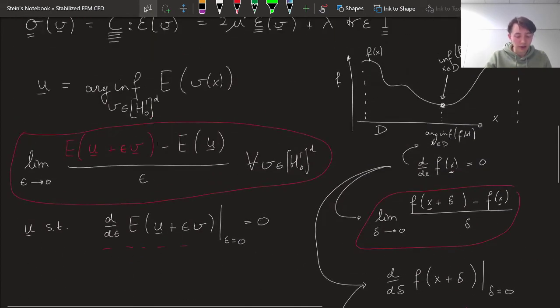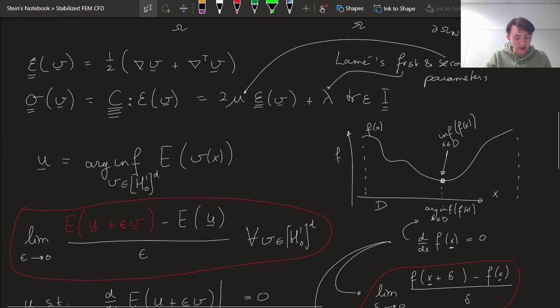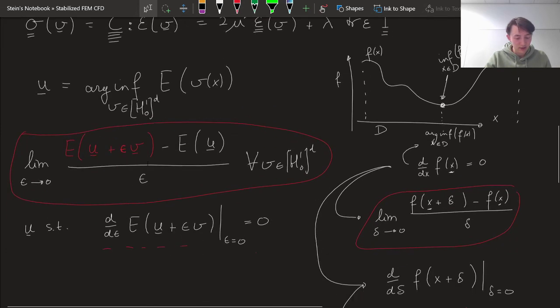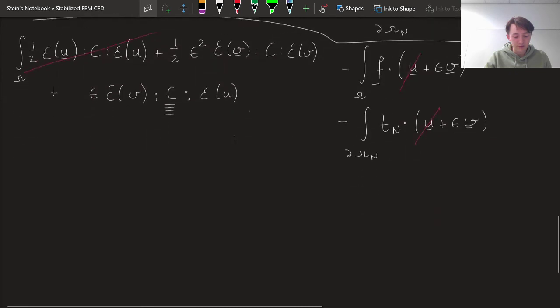The next operation I'll do is I'm going to divide by... Did this somehow just change color? Interesting. Okay, so the next thing I'll do is I'll divide by epsilon.